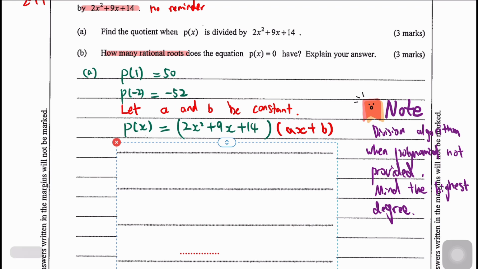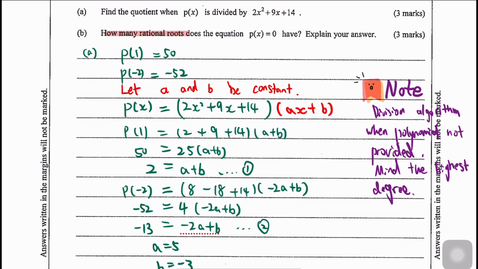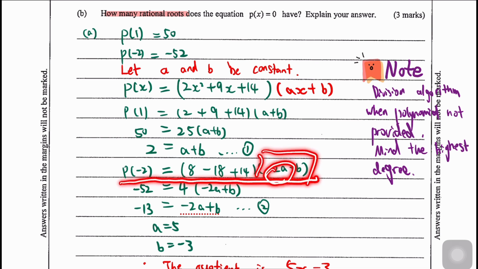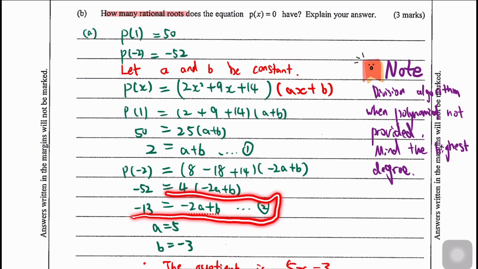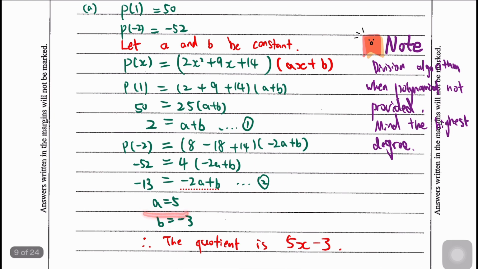Okay, so when you have this information, now we put in P(1) and P(-2) to help us find a and b, the unknowns we let. So P(1) equals, put x equals 1. And then here also equals 1, a plus b. After we simplify it, a plus b equals 2. That is the first equation. P(-2): we put in x equals negative 2. You will have negative 2a plus b. And then you simplify it. You will have the second equation, negative 2a plus b equals negative 13. So equation 1, equation 2, solved by your calculator: a equals 5, b equals negative 3.